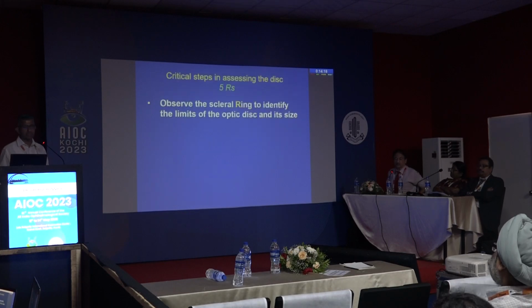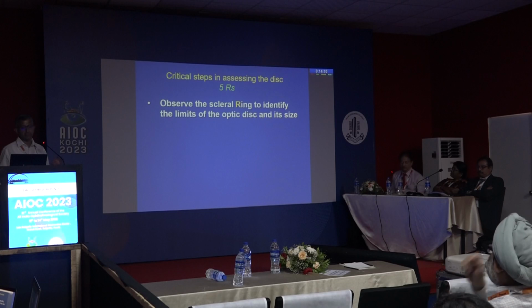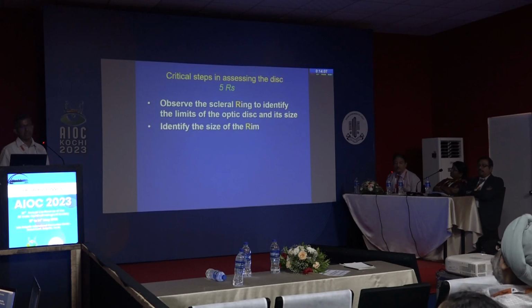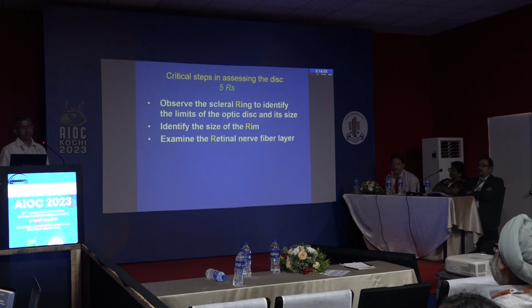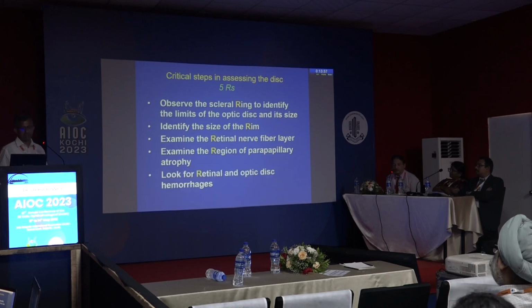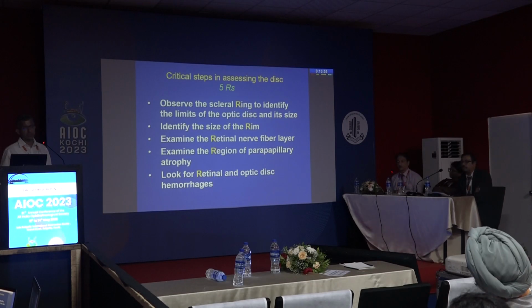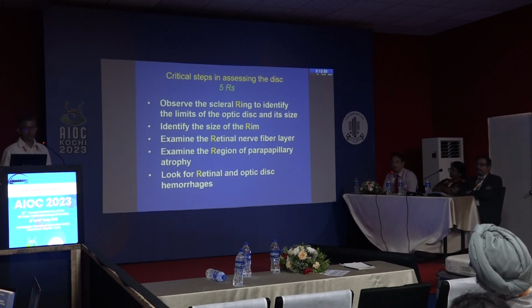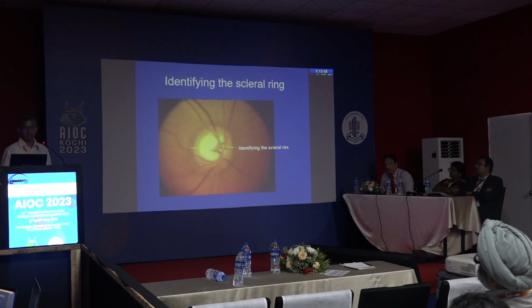It's very simple to look at the disc. You just need to observe the 5 R's. The first is to observe the scleral ring to look at the limits or the size of the optic disc. The next is to identify the size and the shape of the rim. The third is to examine the retinal nerve fiber layer. The fourth is to look at the region of peripapillary atrophy. And the fifth and last is to look for retinal and optic disc hemorrhages. If you follow these 5 R's, you can usually assess most discs accurately.